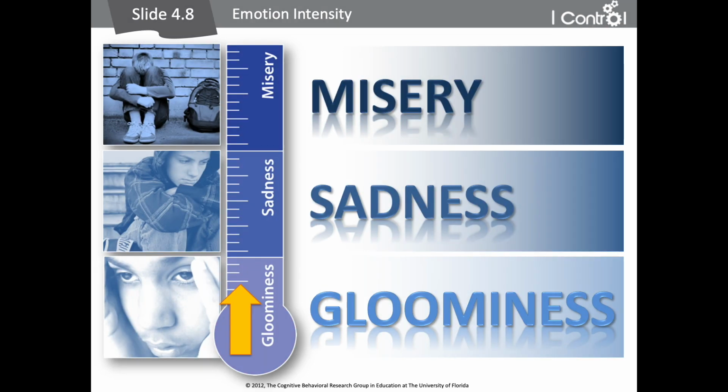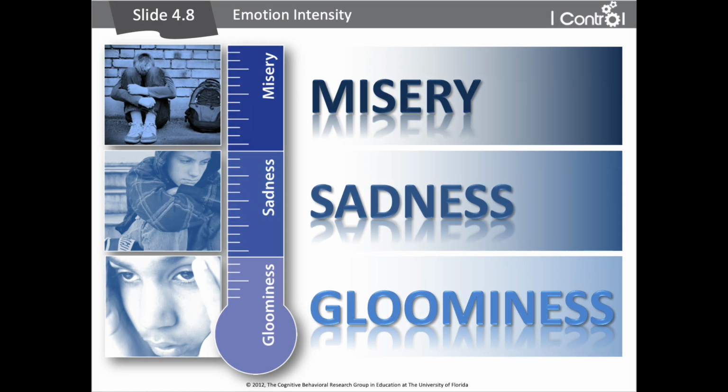There are 3 levels of intensity for the emotion of sadness. The weakest emotion is gloominess. If gloominess gets stronger, it becomes sadness. If sadness continues to get stronger, it becomes misery. When you're gloomy, you would feel like you don't have much energy, and you might not be interested in what's going on around you. When you are sad, you might feel tired and very disconnected, and may have a hard time concentrating. When sadness becomes misery, your level of tiredness and lack of focus may increase.